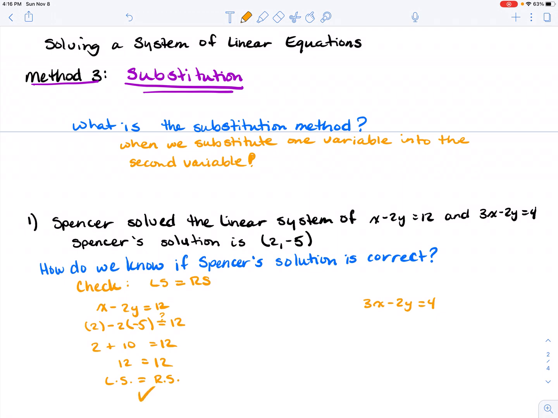Let's look at the second equation, 3x minus 2y equals 4. I have 3 times 2 minus 2 times minus 5 equals 4. I have 6 plus 10 equals 4. Ooh, this isn't looking so good for Spencer. I have 16 equals 4. Well, that actually isn't true. So my left side does not equal my right side. In fact, Spencer is incorrect. The point of intersection is not at the point 2, minus 5.